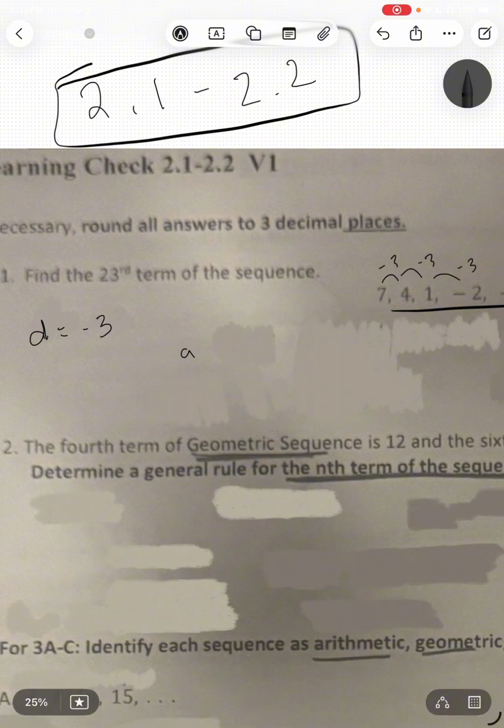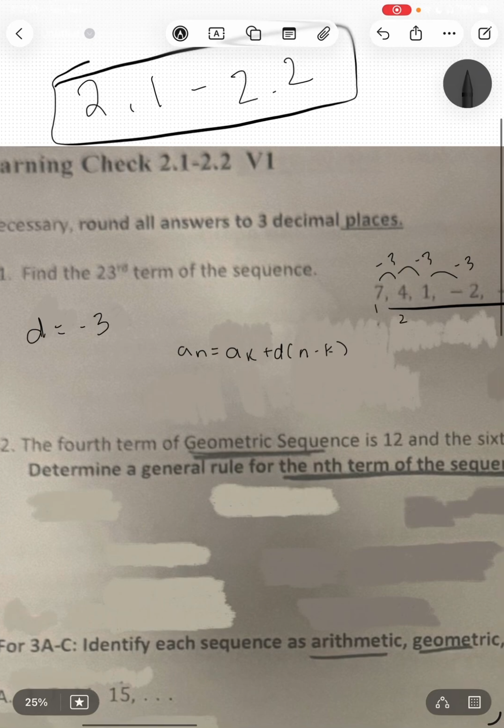Okay, our equation, I always write down my equation. It just helps me figure out what I need to plug in. So AN is equal to AK plus D, parentheses N minus K. Now we can plug in our numbers. AN is equal to 7 plus -3 parentheses N minus 1, because we're counting 7 as our first term. So K is equal to the term which we are grouping it with.